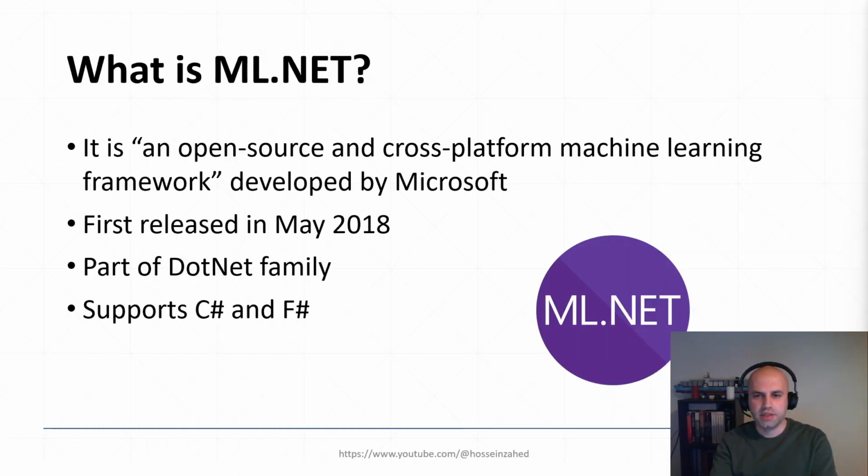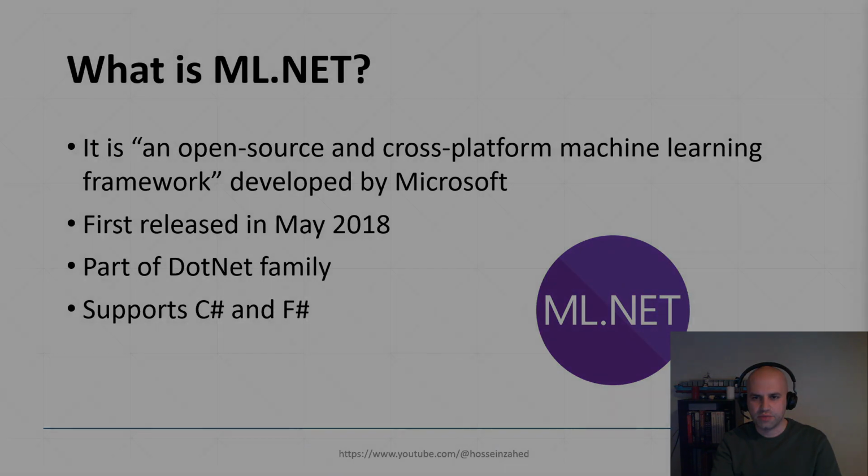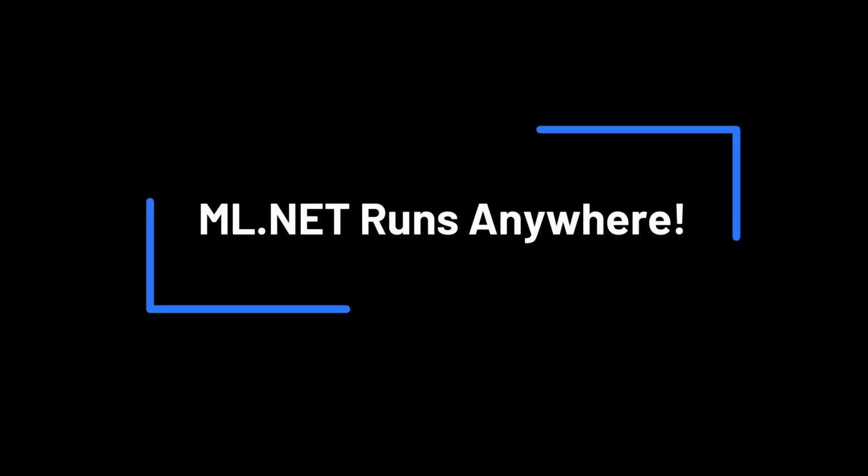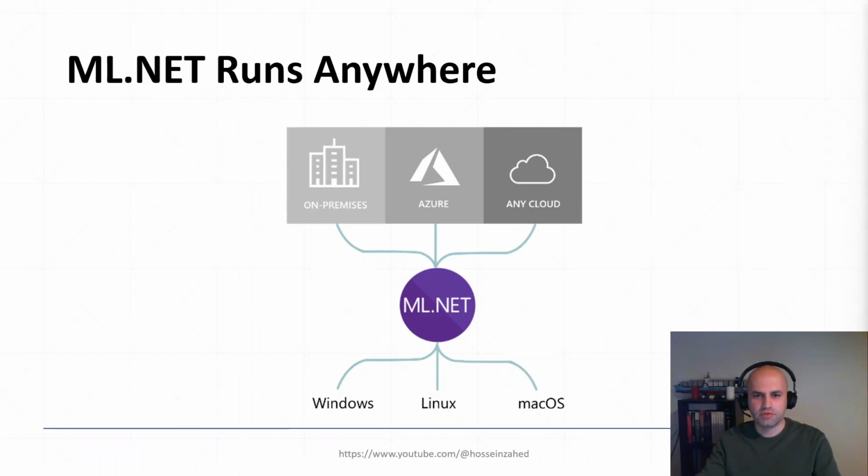So what is ML.NET? It's a machine learning framework which is open source and cross-platform, first released in May 2018, and since it's part of the .NET family, it supports C# and F# programming languages. ML.NET runs anywhere. You can run it on your local machine, on premises, on any cloud like Azure, and since it is cross-platform, you can run it on Windows, Linux, or macOS.